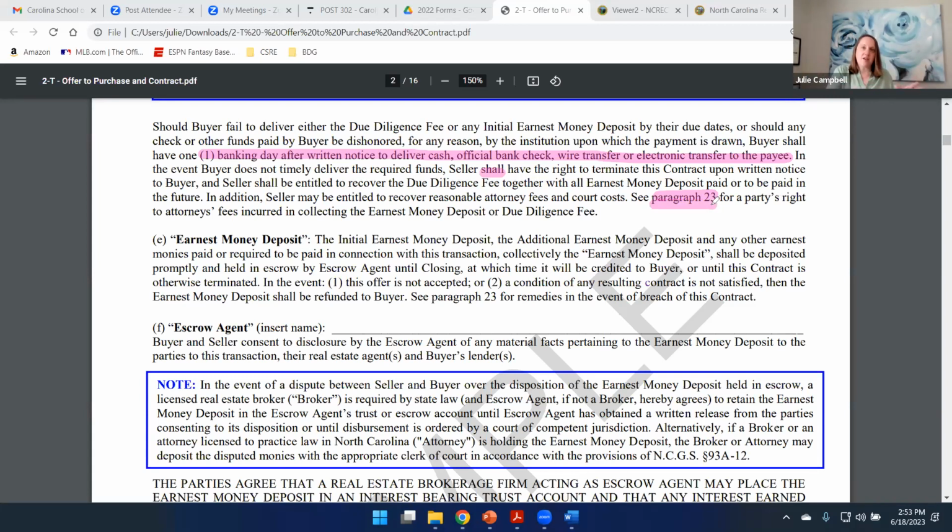When we see that, it actually spells out the remedy for the seller if the buyer breaches, and the remedy for the buyer if the seller breaches. And this is how we're going to have to handle attorney fees and court costs if we have to take anybody to court. So it's just referencing us to that paragraph.